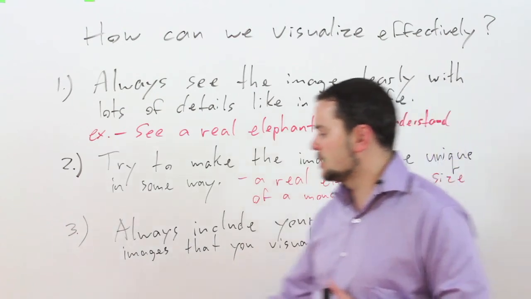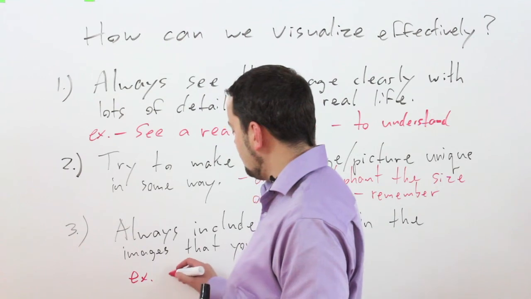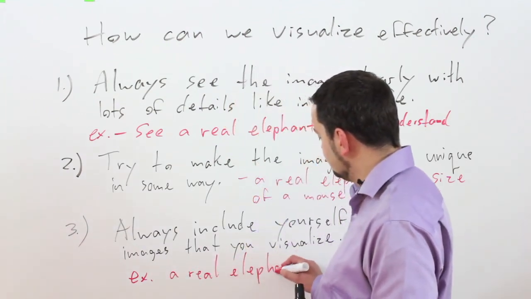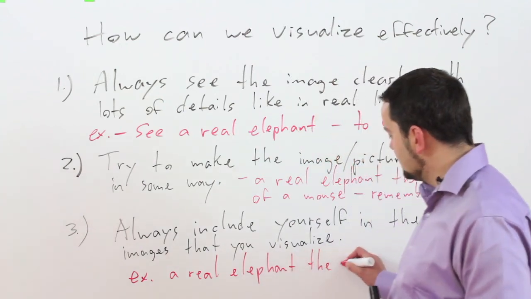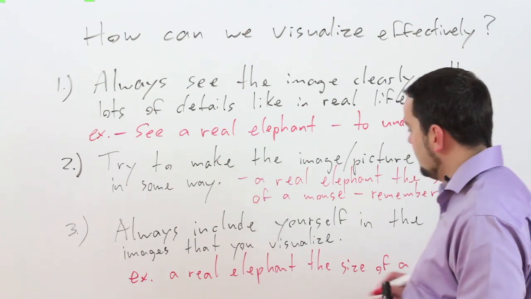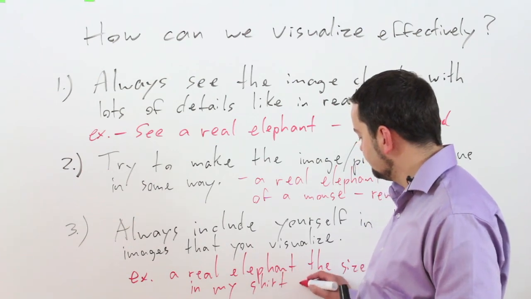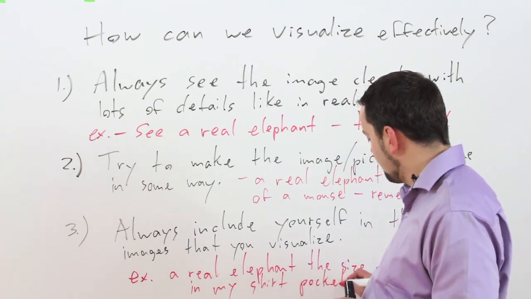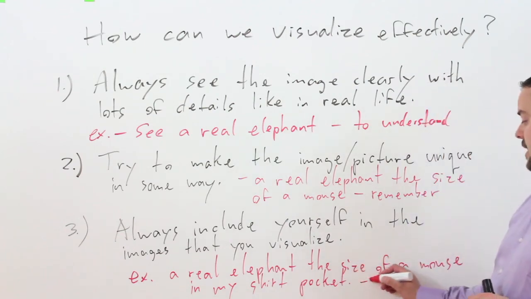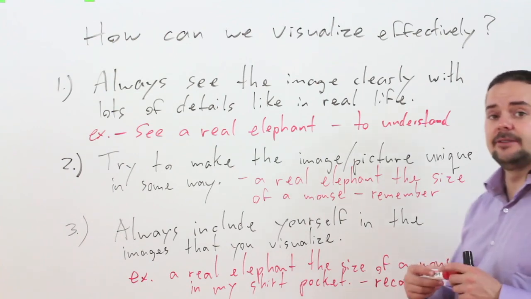Okay? So the example here for the third one is a real elephant the size of a mouse in my shirt pocket. All right, and why are we doing that? Because this will help us to recall information. So again, to bring back information.